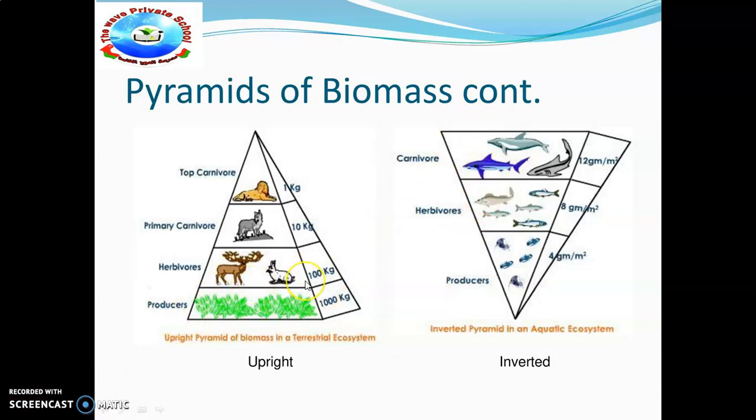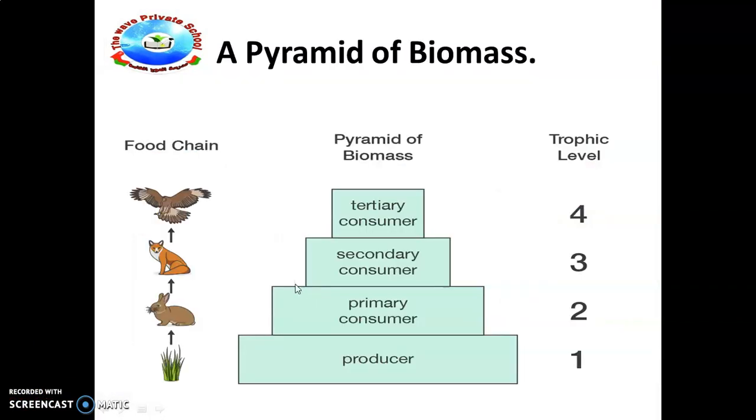Okay, so here you have another example of a pyramid of biomass. Here you can see the food chain, pyramid of biomass, trophic level. So these are the producers that are nothing but the plants, and the primary consumer, secondary consumer, finally tertiary consumers. According to the mass of the organism, you can compare here in the food chain and as well as in the trophic levels.